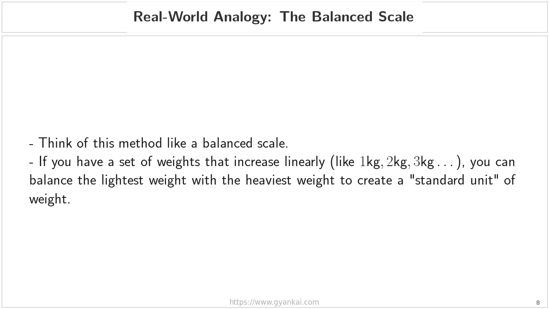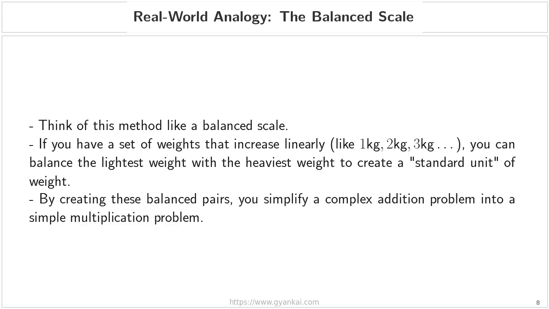If you take the lightest weight, which is 1 kilogram, and pair it with the heaviest weight in your set, you create a specific, balanced weight. By consistently pairing the lightest remaining weight with the heaviest remaining weight, you are essentially creating a standard unit of weight that stays the same for every pair. Just as we saw with the numbers 1 through 100, where every pair added up to 101, this method allows us to take a complex, long addition problem and transform it into a much simpler multiplication problem. As we will see in our final summary, this is the secret to the efficiency of the Gaussian method.